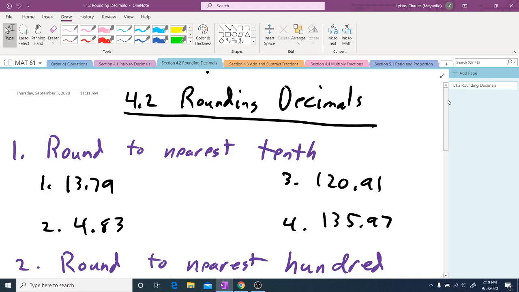Okay, welcome back. Today we're going to cover section 4.2, which is rounding decimals. We're going to round at several different spots. As you can see on the screen, we're going to start with rounding to the nearest tenth, and then the next one we're going to round to the nearest hundred. So it's understanding what our spots are.